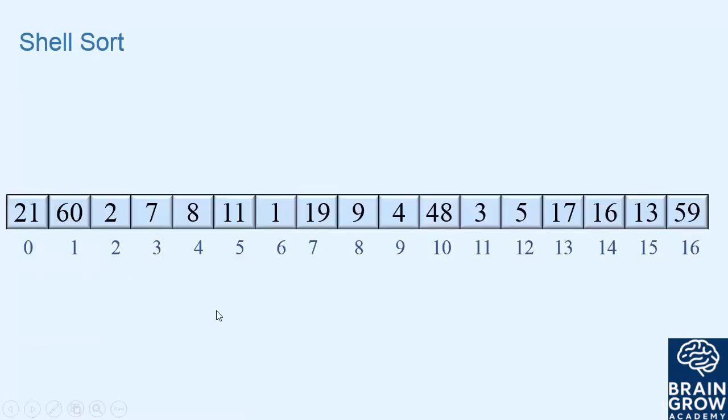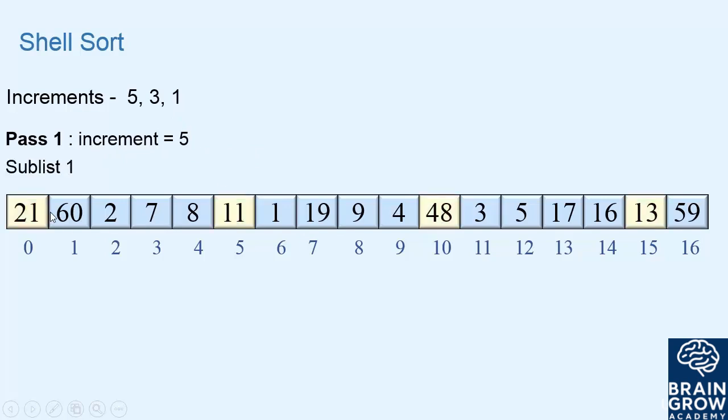This is an array of 17 elements and we'll sort it in ascending order using shell sort. The value of increments that we'll take are 5, 3 and 1. So we'll have 3 passes. In pass 1, increment is 5. So we'll make 5 sublists. Now this is sublist 1. It starts from A0 and all the elements are at a distance of 5 from each other.